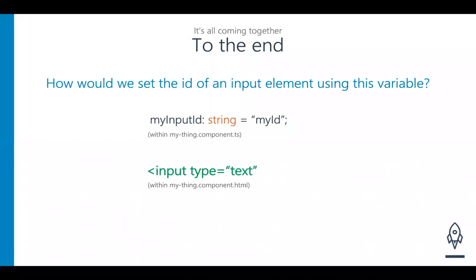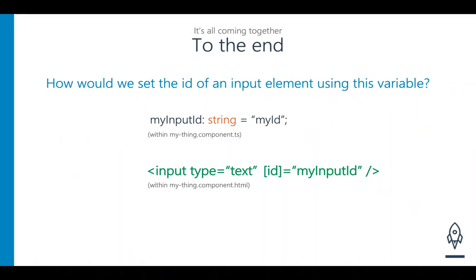What comes next to complete this task? Type task. I know this one. Hash my ID. Hash my ID would actually make this input a variable itself, not necessarily use a variable. Okay. Bracket ID equal to my input ID. Absolutely right. Very good. Bracket ID equals my input ID.